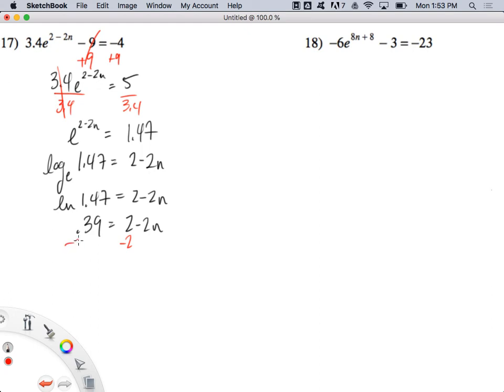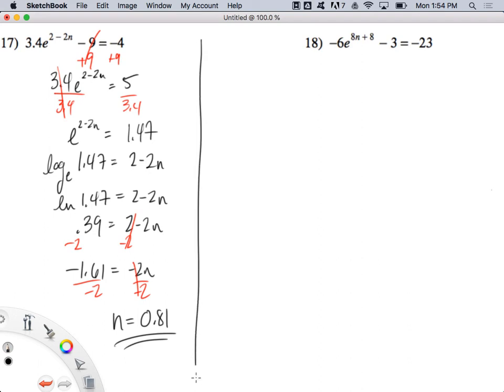Then it's just simple algebra. Subtract 2, I get negative 1.61 equals negative 2n. I divide by negative 2, and I get n equals approximately 0.81. Questions on that? All right, number 18, go ahead.